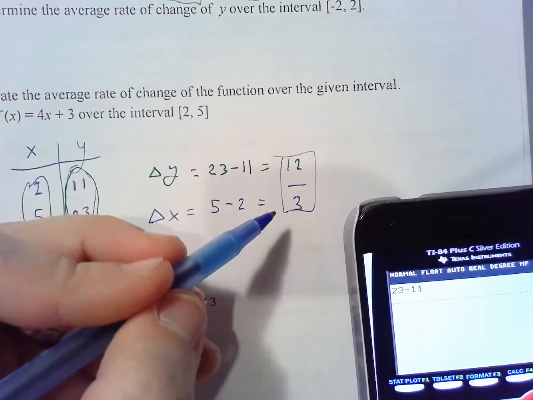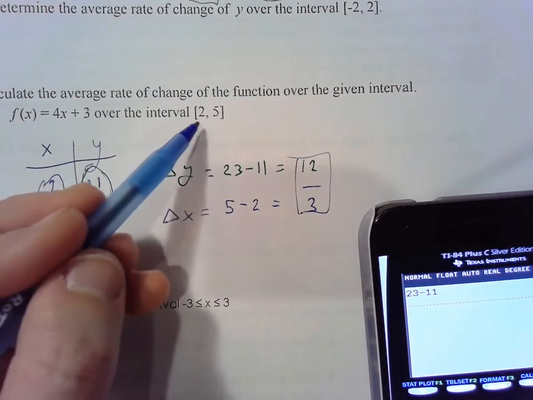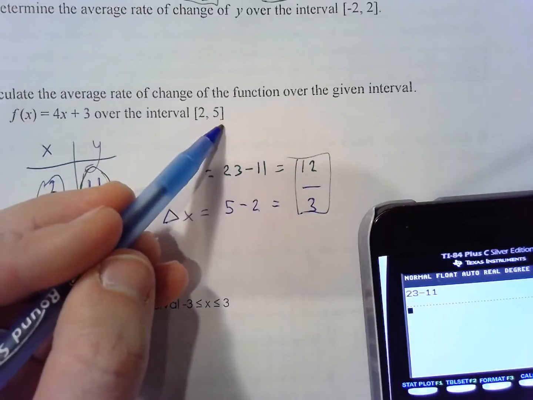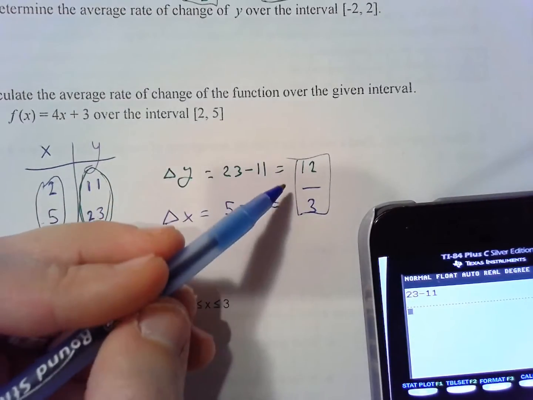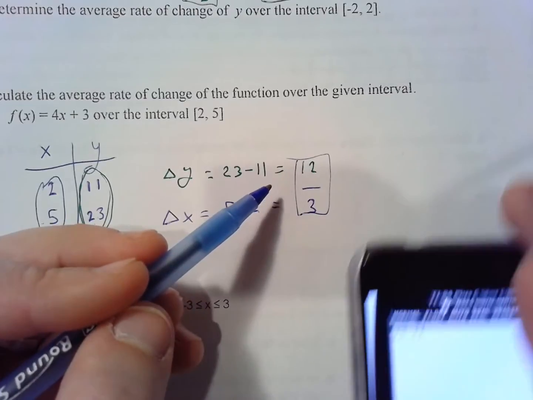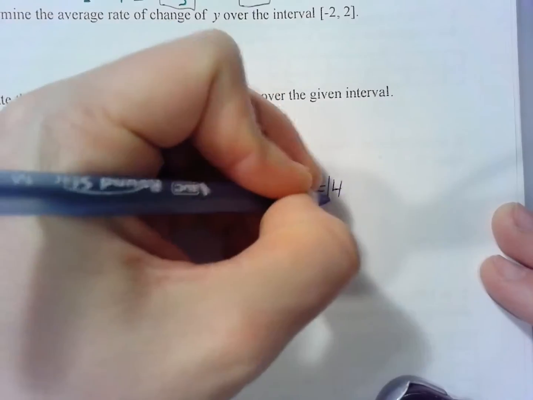So here's my average rate of change of function f of x from the interval 2 till 5. Now I've got 12 divided by 3 here as the slope, as the average rate of change. So let's just simplify that. 12 divided by 3 gets me 4.